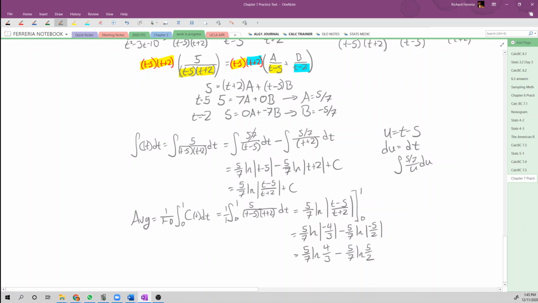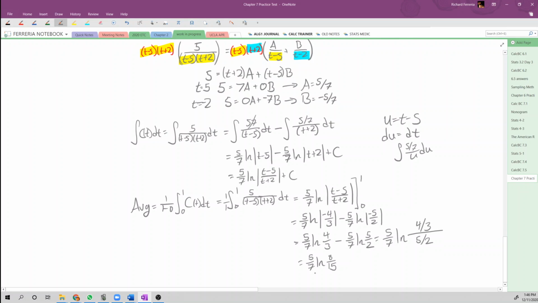And then now we're going to use properties of logs to combine these two. I'll try and do it slowly. That's 5/7 the natural log of 4/3 over 5/2 because of the subtraction. Now 4/3 divided by 5/2 is 8 over 15. So for our final result, we have our average is equal to 5/7 natural log of 8 over 15.